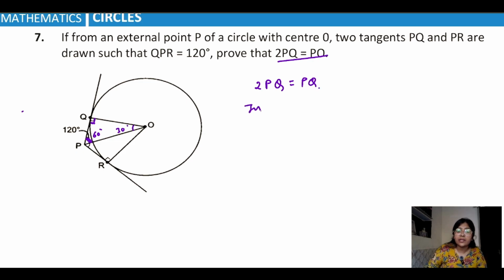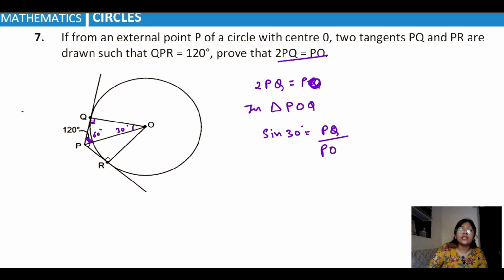Now focus on the triangle. In triangle POQ, can you see this triangle? It is a right angle triangle, so we can apply trigonometric properties. Very good. We want to talk about the sides PQ and PO. PQ is the perpendicular for the angle 30 degrees and PO will be the hypotenuse. Which trigonometric ratio talks about the perpendicular and hypotenuse? Yes, very good. Sine. So sine 30 will be equal to perpendicular over hypotenuse. Perpendicular is PQ and hypotenuse is PO.